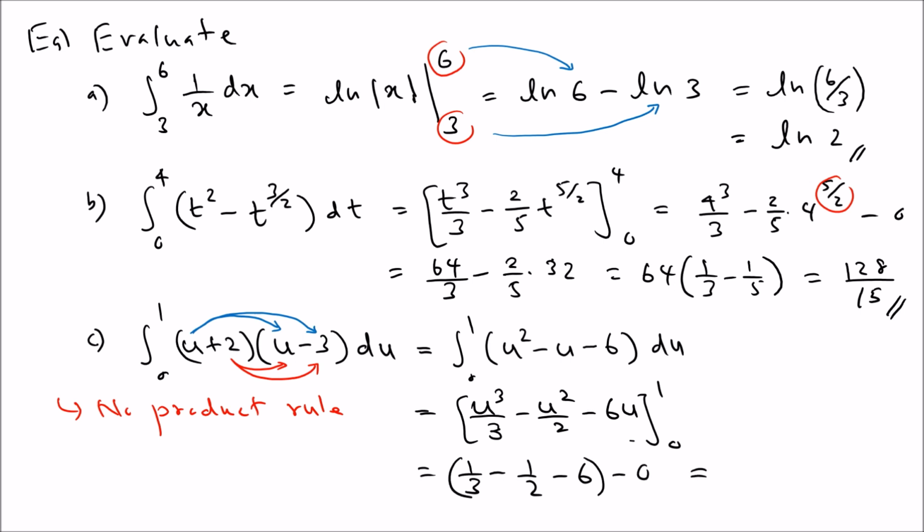If you simplify, you can take the common denominator as 6. Actually, if you simplify the first two, 1/3 minus 1/2 means negative 1/6. So that means negative 6 1/6. That's what you get. You can leave it like that, or you can write it as an improper fraction, but this is better. So that's how you do it. And what you want to remember is there is no product rule in integral calculus. Okay, let's do another one.